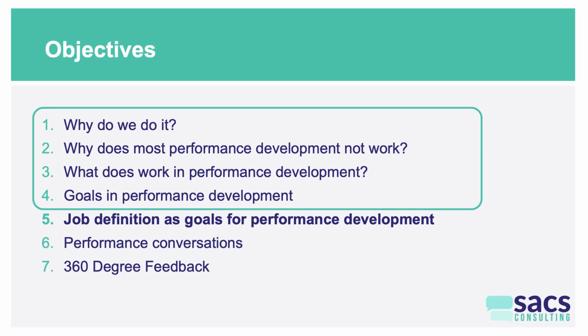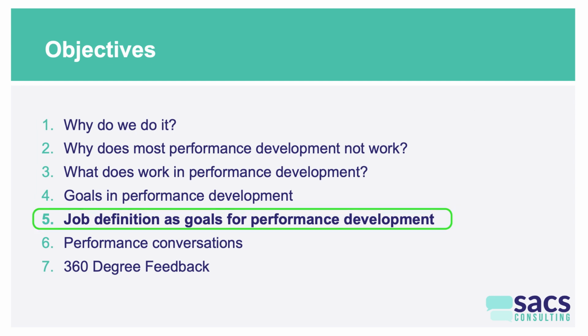In the sequence so far, we've been talking about why we do performance development. We talk about why systems don't work. We talk about what does work. And we've talked a lot about goals. In this video, we'll be talking about job definition as goals for performance development. In other words, how do you define a job as a set of goals so that it can be effectively managed in a performance development system?